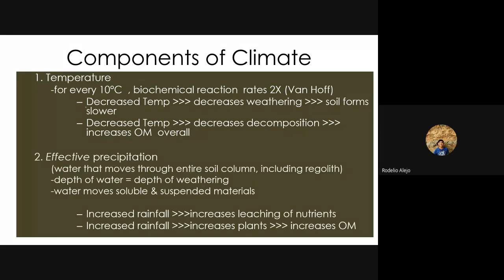Then considering na pag syempre pag tumaas naman yung temperature, uminit, so mas mabilis yung decomposition process. So pag nabilis yung decomposition process, mas mababa na yung organic matter overall kasi magta-turn out na siya into humus that can be used up by plants and animals. Okay, hindi na siya mag-accumulate.